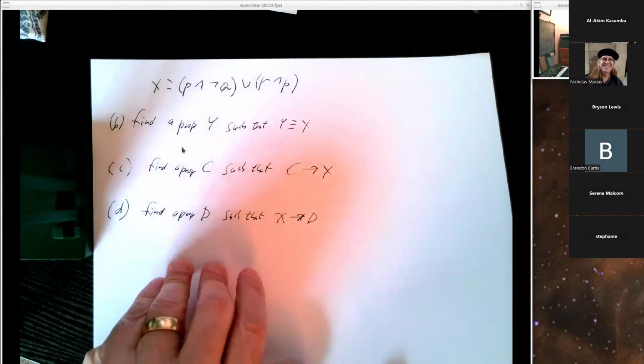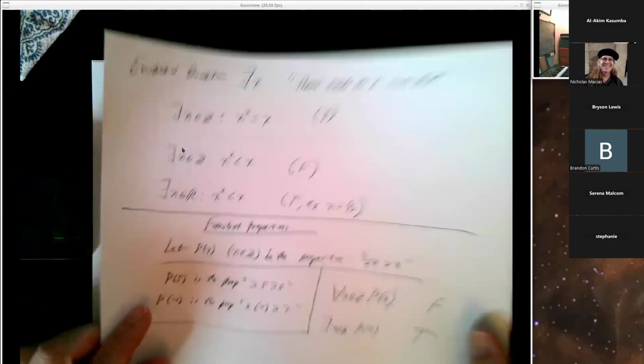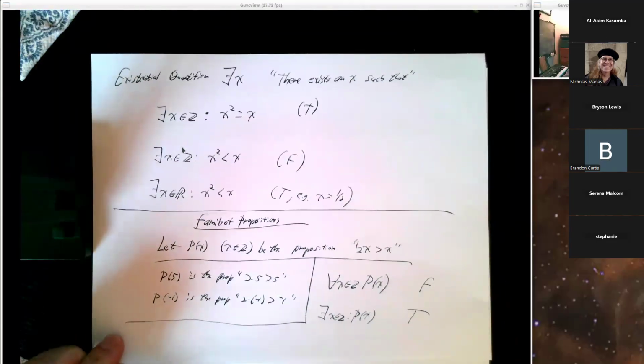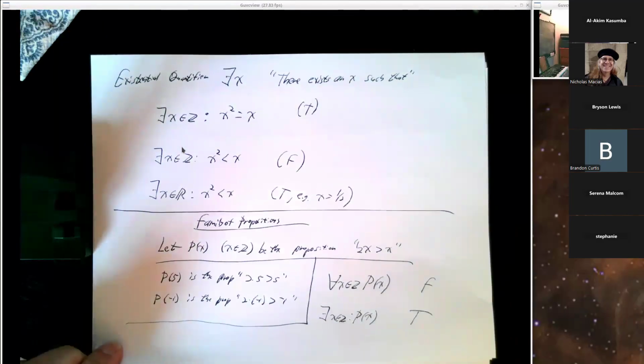All right, good to keep going. So we were talking about quantifiers last time. We talked about the universal quantifier, which says for all, and the existential quantifier, which says there exists.